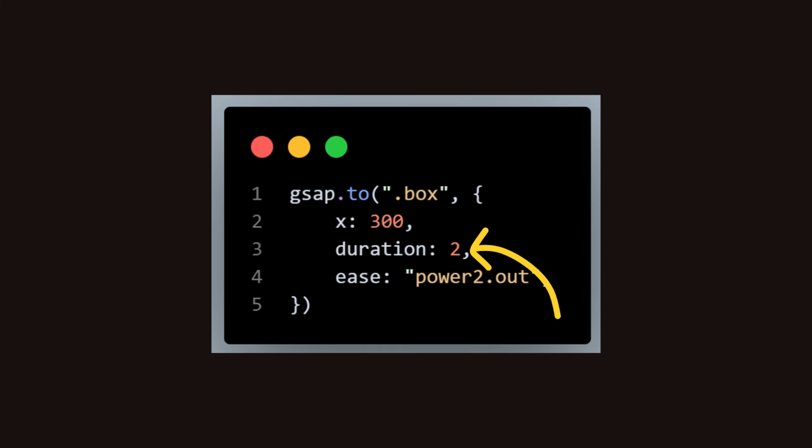This means the animation takes 2 seconds to complete. Next, I write ease: power2.out. This creates a smooth, natural motion. It starts fast and slows down at the end, like a car braking gently. So remember, gsap.to is perfect for animating from the current position to a new one with full control over duration, easing, and movement.